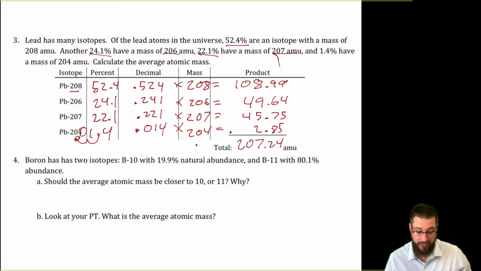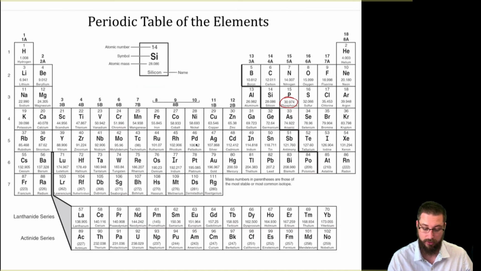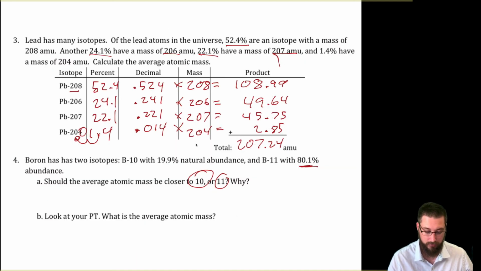All right, so now we're asked, boron has two isotopes, boron 10 and boron 11. What should the average atomic mass be closer to, 10 or 11? Well, again, which one has the highest percent abundance? Boron 11. So it should be closer to 11. Let's go ahead and take a look at the periodic table. Look at that. It's 10.812, which is closer to 11.